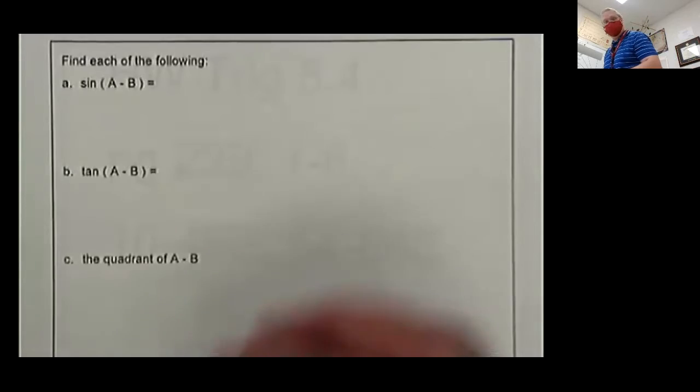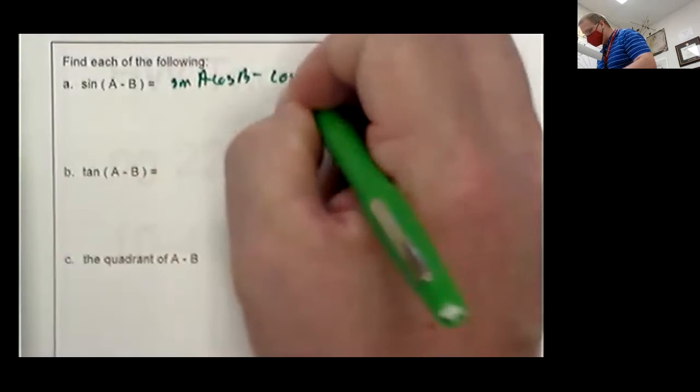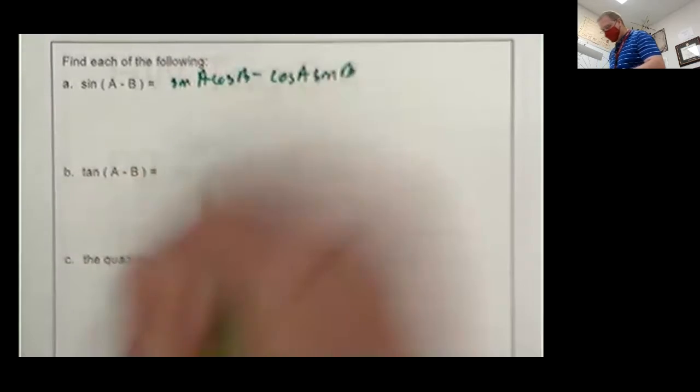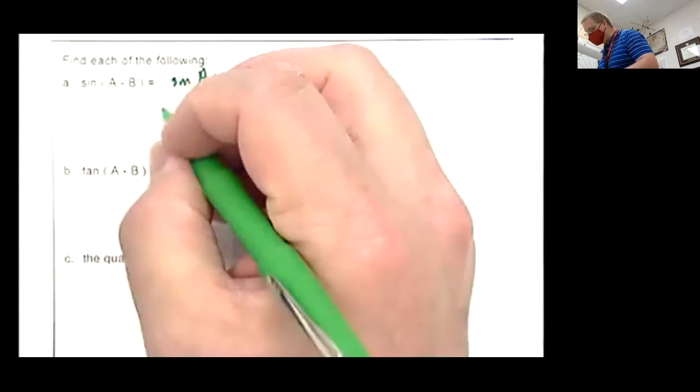Well, sine of A minus B is our identity, and that is sine of A cosine of B minus cosine of A sine of B. Well, we know all of those from our last slide, and so we can plug all that in.